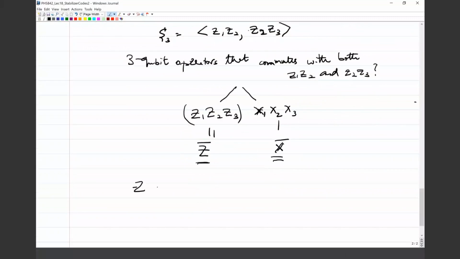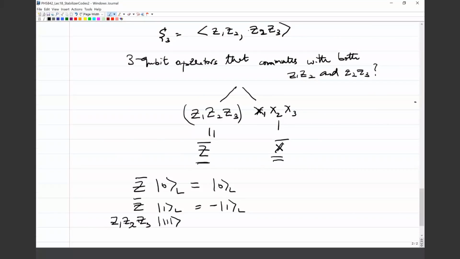Z bar acting on 0 logical gives me indeed 0 logical, right? And Z bar acting on 1 logical should indeed give me -1 logical, right? Why? Because it has 3 Z's and the 1 logical has 3 1s, right? So I'll have 3 minus signs. So if I now look in terms of code words, the all 0 state will be stabilized by your logical Z operator. The next state here, which is the 111 state, is not going to be stabilized by the Z bar operator, but it will be stabilized by -Z bar.